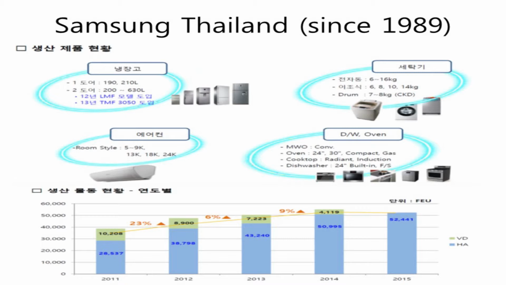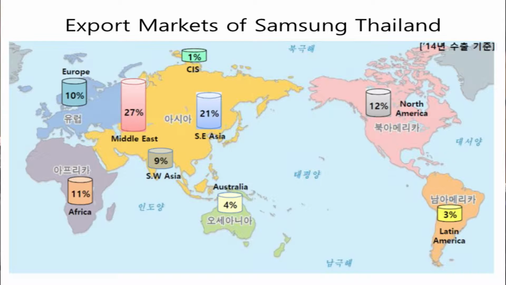Samsung has built a factory in Thailand since 1989. They are producing refrigerators, air conditioners, ovens, the so-called white goods for consumer electronics. Their production has continuously increased. They export from Thailand to Asia, North America, Europe, and the Middle East. So they have a very significant demand for global logistics, because Thailand is a manufacturing base for those white consumer products.